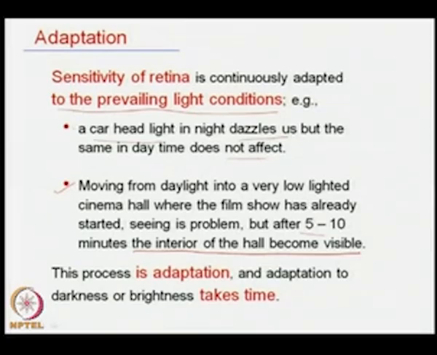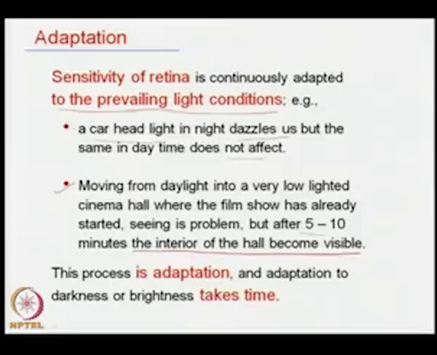So, if we give some more time, then we can see the details. If we do not give this much time and if we wish the person to react or act accordingly, it would not succeed. So, this process is adaptation, and adaptation to darkness or brightness takes time.